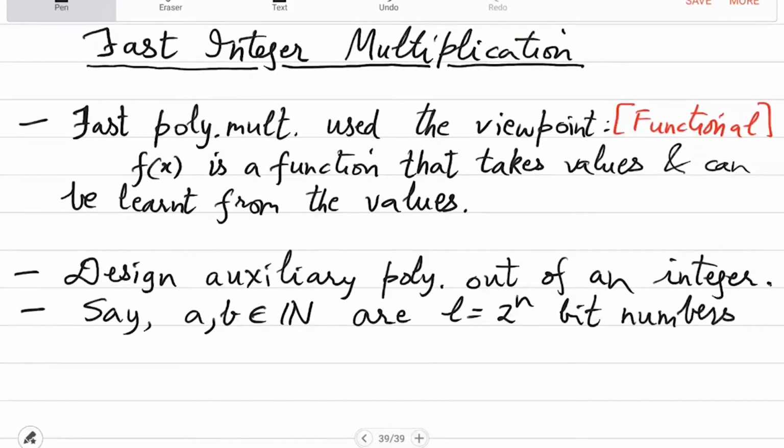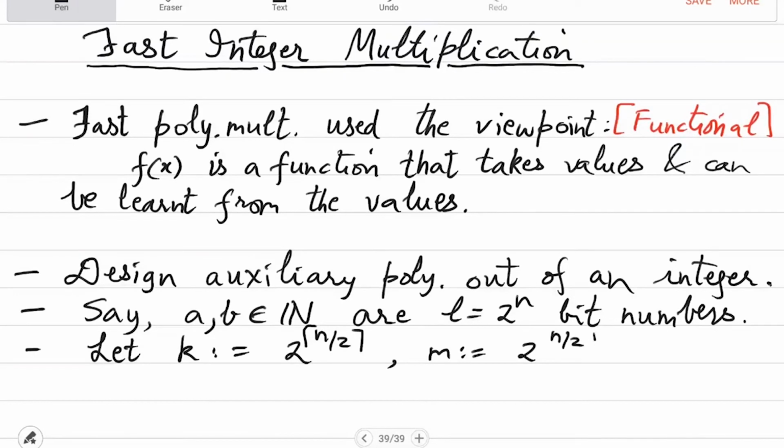So as promised, we will break into square root L blocks, equi-sized. So let k be around square root L. This is around 2 raised to n by 2, which is the same as square root L, and m is L over k. So basically km is L.